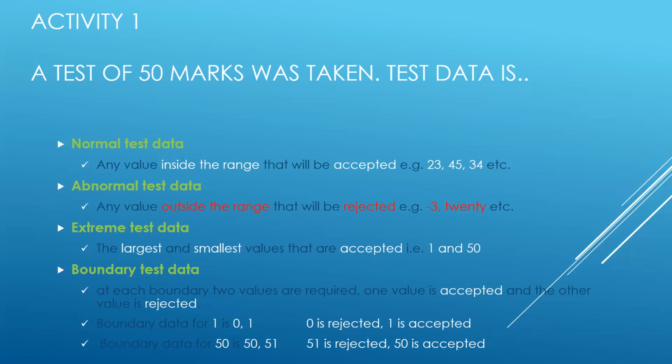Remember what I said, boundary data involves one value to be accepted and the second value to be rejected. So for the example, for 1, I'll take 0 and 1, and for 50, I'll take 50 and 51. Any questions? Okay. Then you have to mention about the 0 value, that 0 will be rejected and 1 will be accepted. Same case goes here. You'll have to say that 50 will be accepted and 51 will be rejected. Any questions? Okay, that's wonderful. Are we ready for an assignment?